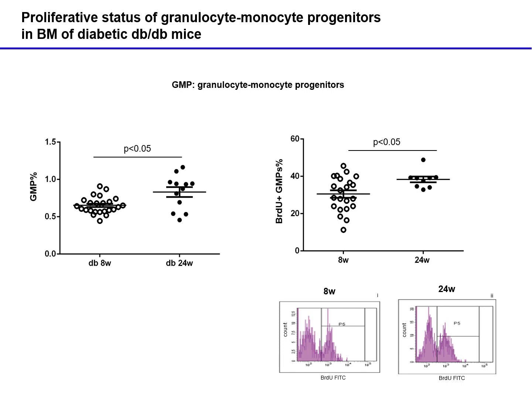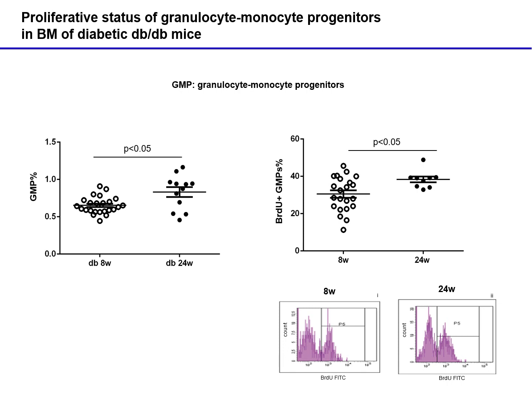Moreover, the frequency of GMP cells was also higher in 24-week-old mice. To evaluate the proliferative status of these cells, BrdU was injected intraperitoneally into the mice. By FACS analysis, you see on the right, the number of BrdU-incorporating GMPs was much higher in 24-week-old mice, indicating increased proliferation in GMP cells.